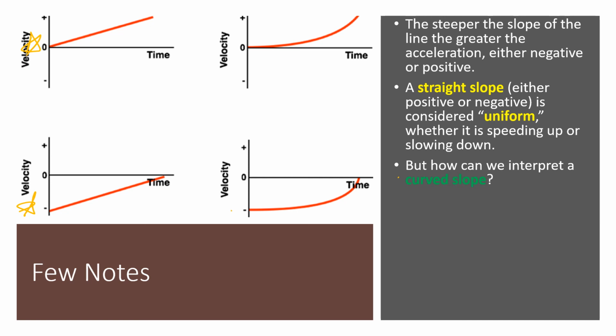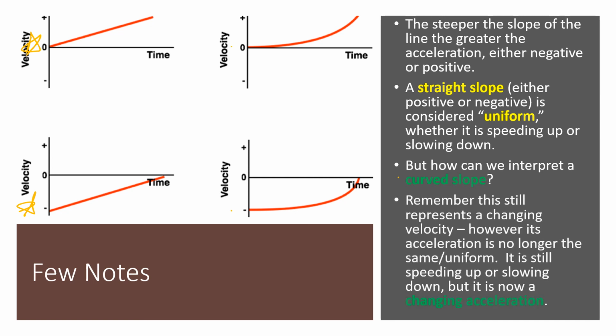However, how do we interpret a curved slope? Remember that we're still looking at a changing velocity. However, the change in this one and this one is not the same. It's not uniform throughout. It is still speeding up or slowing down, but notice it's changing its acceleration based on the slope. People are wondering how you calculate the slope of this. To get a more accurate number, you would have to do some calculus, taking the limit of something, or you can create a triangle to get the slope of that, which we're not going to do right now.